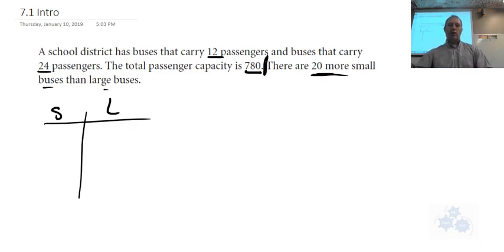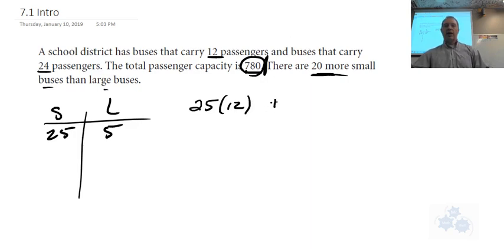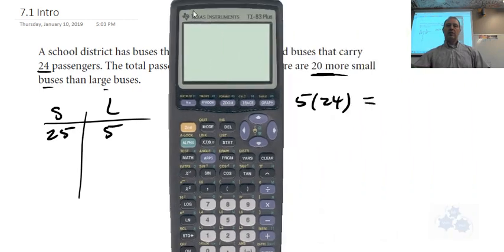Small buses. We have to have 20 more small buses than large ones, and we have to get this many students in them. So I'm just going to randomly pick 25 and 5. Let's see how many students would fit in these buses. I'm going to write this out kind of like an equation. So if I have small buses that carry 12, there's 25 of them here, and they have 12 people in each, I'm going to add that with the 5 buses that carry 24 people each. And this is going to be the number of people. So let's just give this one a try.